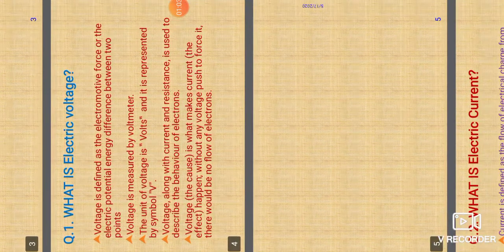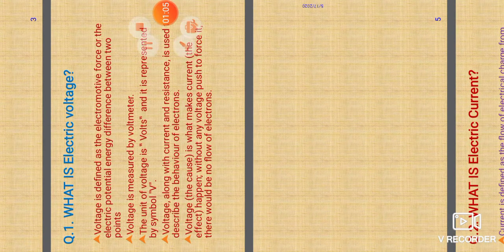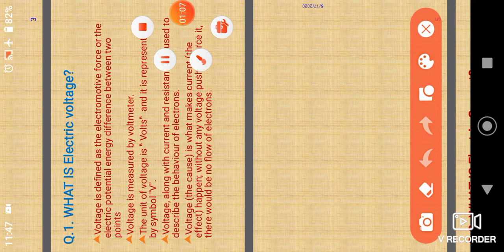Now consider, as per written over here, voltage is defined as the electromotive force. Very important point, electromotive force. Focus on this, electromotive force. Now again, or the electric potential energy, leave that. First focus on the first point, electromotive force between 2 points.